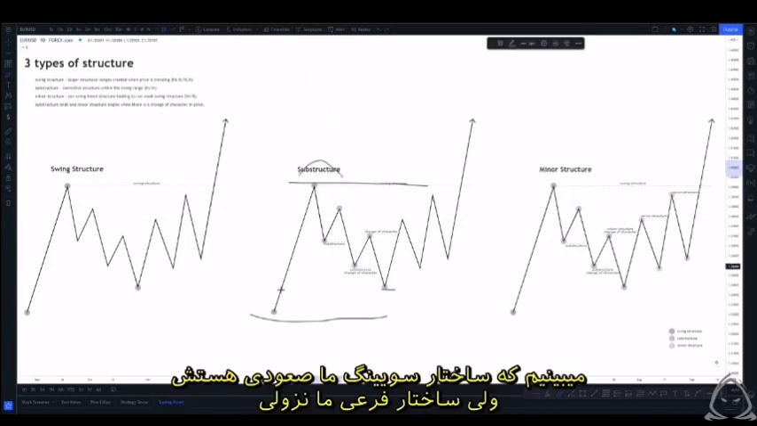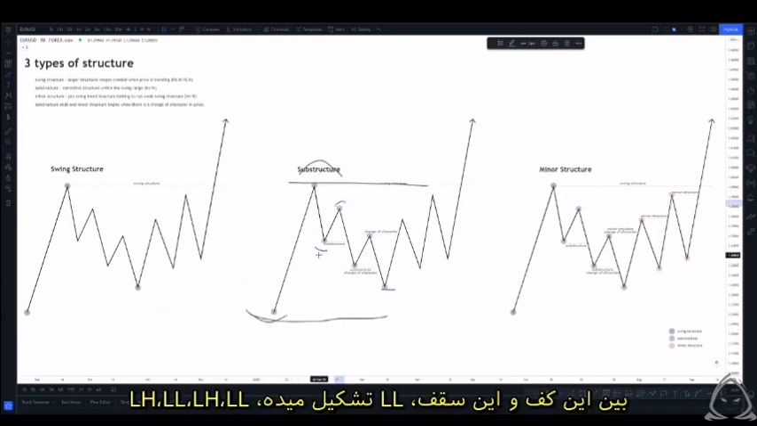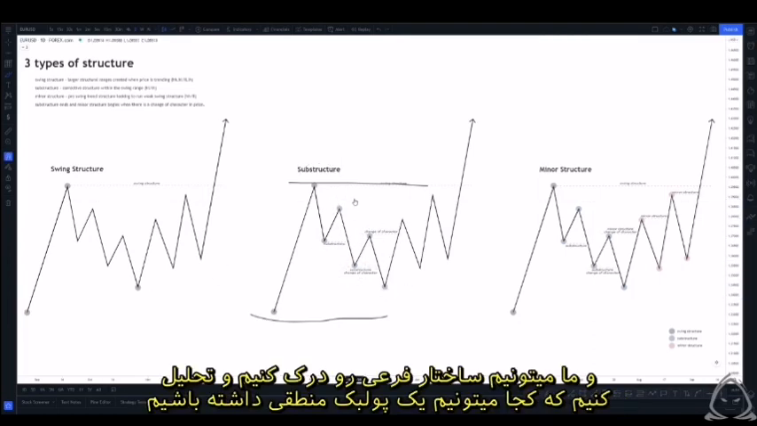As we can see, our swing structure is bullish, but our substructure is bearish. In the swing structure, we're creating higher highs and higher lows, and the substructure contained within the swing structure of this low and this high is creating lower lows, lower highs, lower lows, lower highs, lower lows. We're able to understand substructure and plan out where we would expect a reasonable pullback.